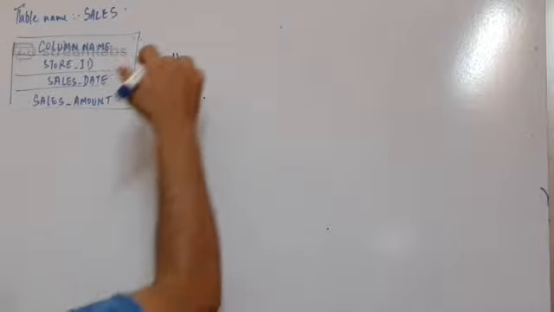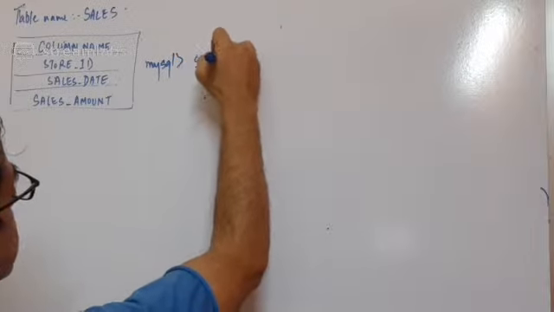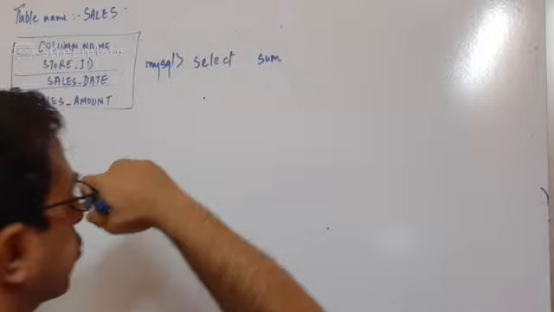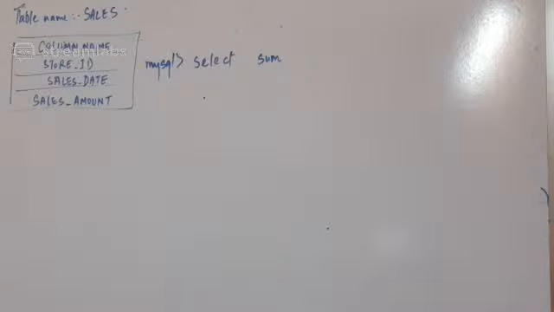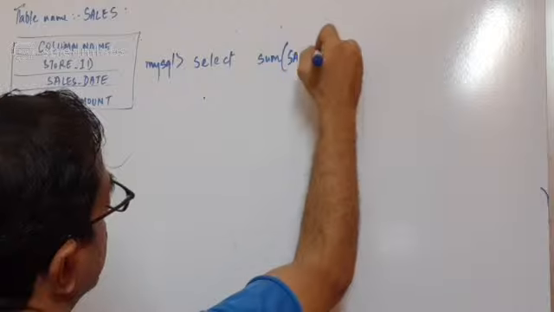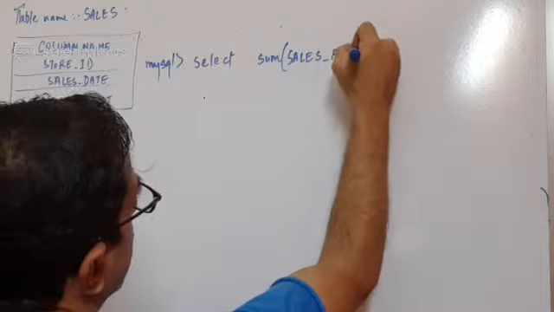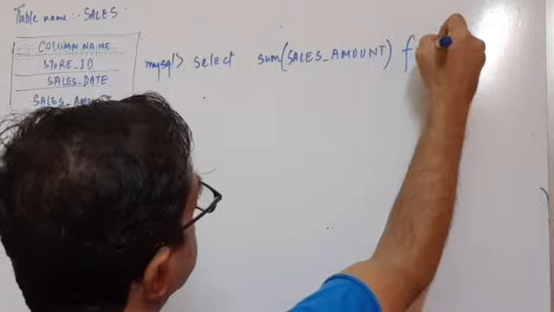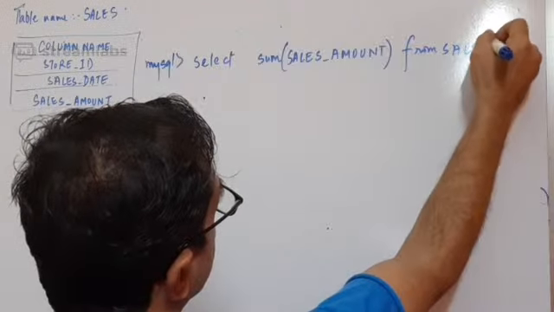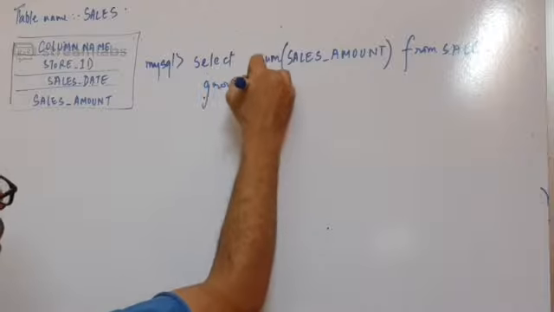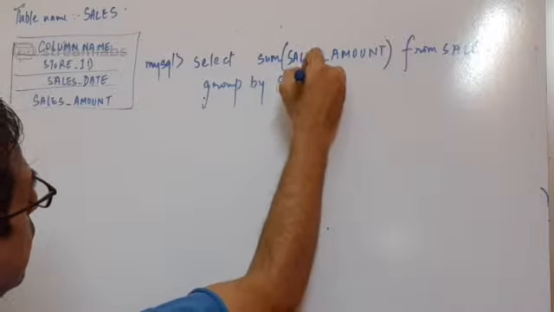So here you need to use a group by clause also. We are making use of an aggregate function: select sum of sales_amount from your table, which is sales, group by store_ID.